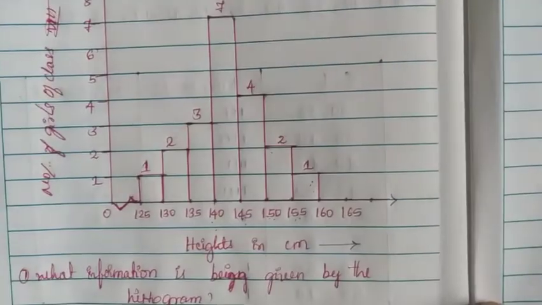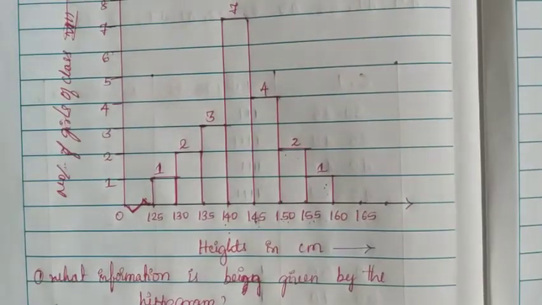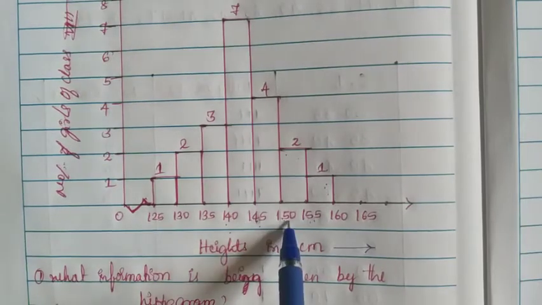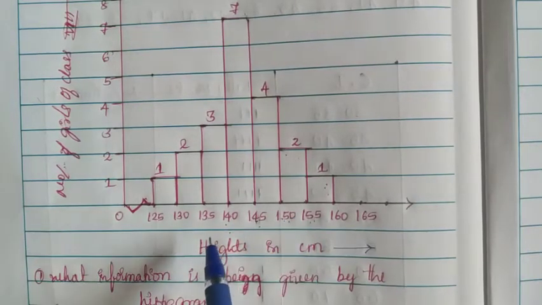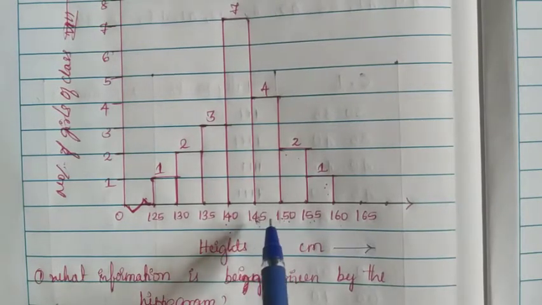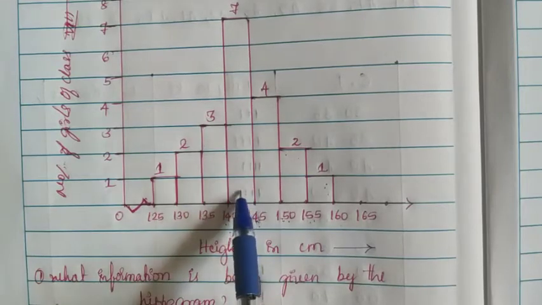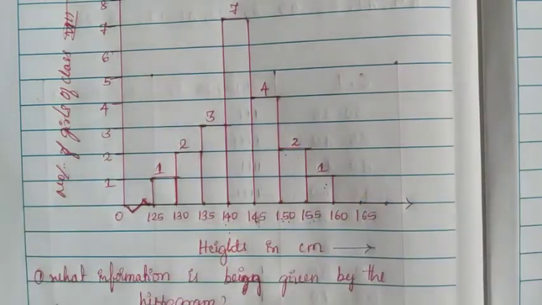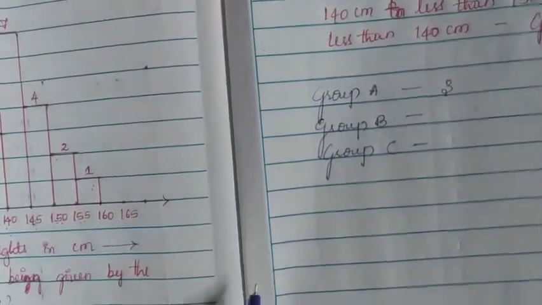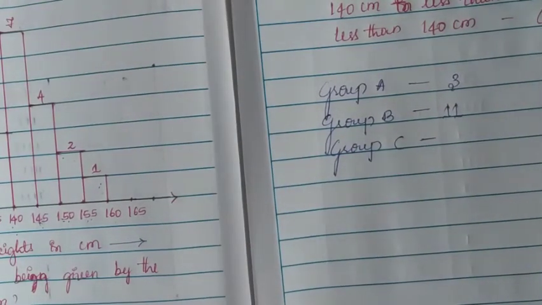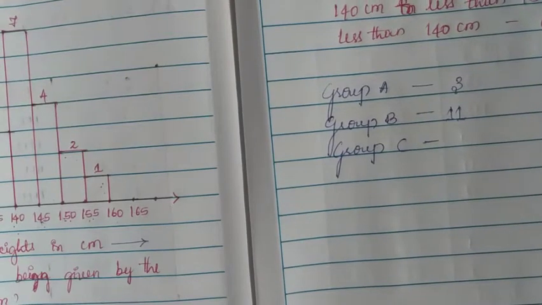Now come to the group B. Group B is the condition of 140 centimeter to less than 150 centimeter. Now count from 140 to 145, 145 to 150. There are 2 bars coming under this group. So totally 7 plus 4. 7 plus 4 becomes how much? 11. Yes, 11 girls are present in the group 140 centimeter to less than 150 centimeter.